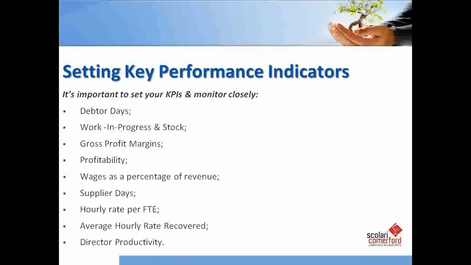performance indicator, of course. Wages as a percentage of revenue, supplier days, how long it's taking us to pay people, the hourly rate per full-time equivalent, which I discussed, which is a critical number, one that we really do focus on with our clients. Average hourly rate recovered per client, that is purely the amount of bills that have gone out, excluding GST, divided by the number of hours charged to WIP on those jobs. And director productivity. Have a look at your director productivity.